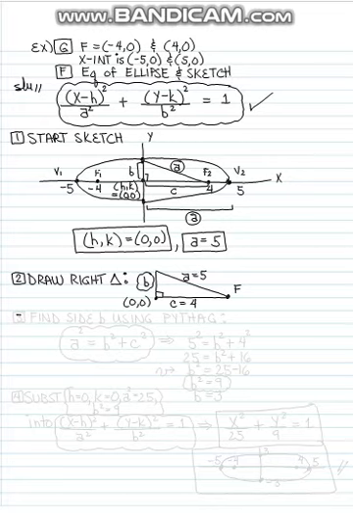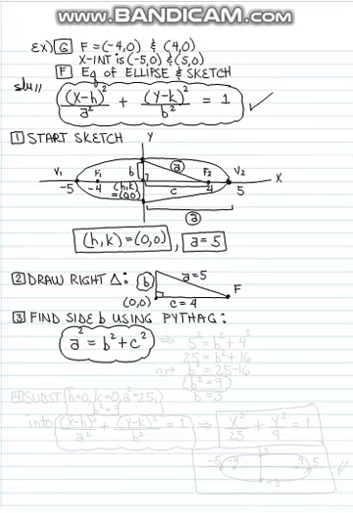Okay, so step 3, we're going to find side B using Pythagoras. Okay, so Pythagoras would say, for this particular picture, the hypotenuse squared would be A squared equals the leg squared plus leg squared, B squared plus C squared. Remember, hypotenuse is the edge that's across from the 90-degree angle.